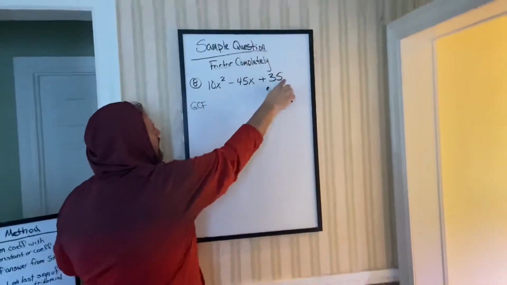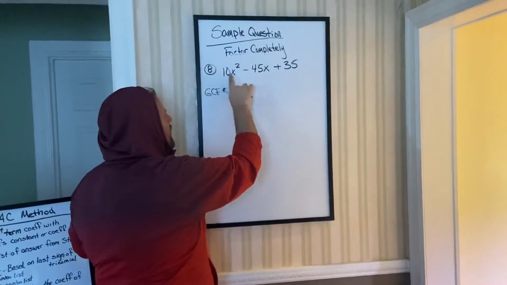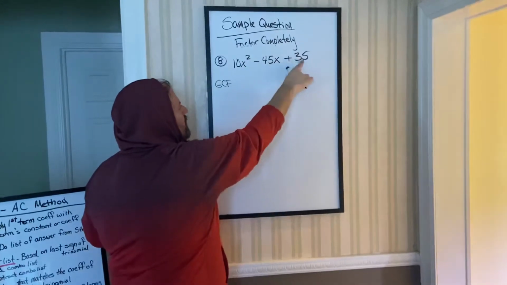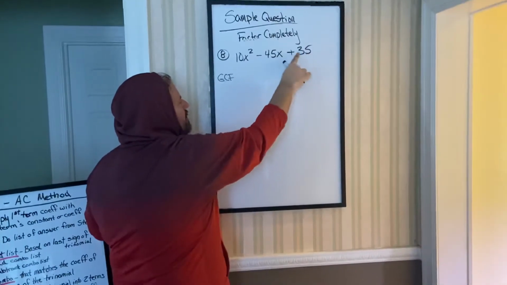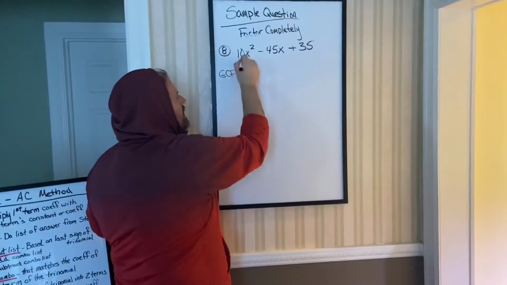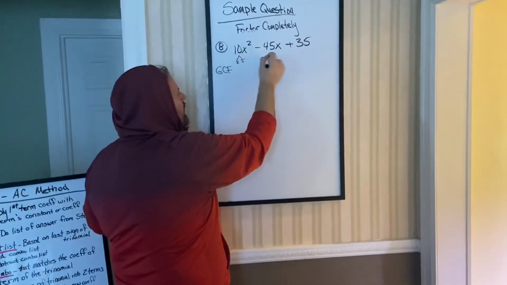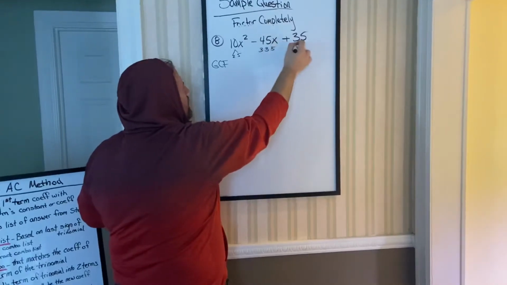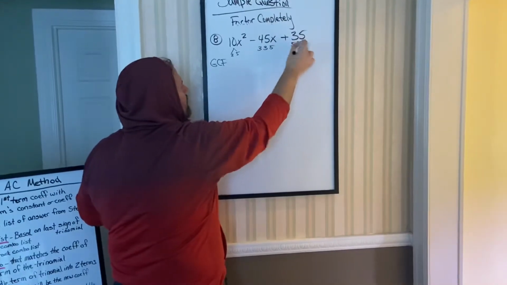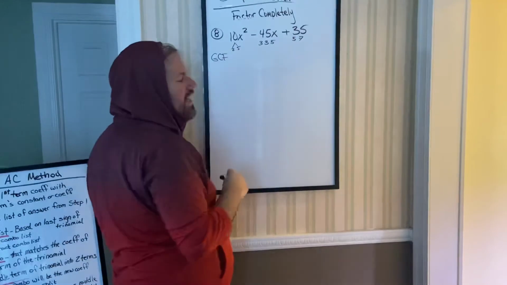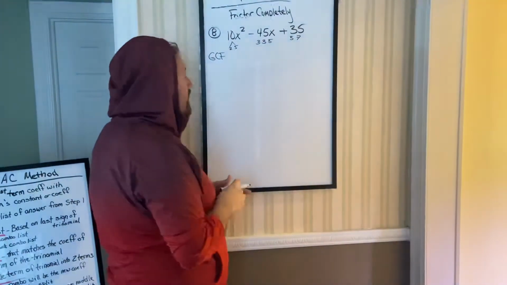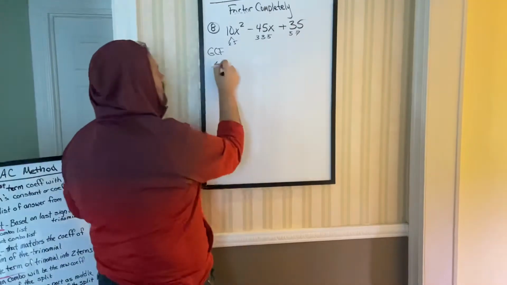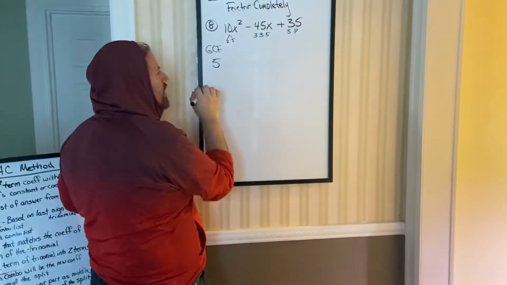Do they have the same letter? No. Do they have the same number? You should recognize that this ends in 5, 5, and a 0. You should know that this is 2 and 5. This is 3, 3, 5. This is 5, 7. They all have a 5. Does it start with a negative? No. But it does have a 5. So that means the GCF we can take out is a 5.